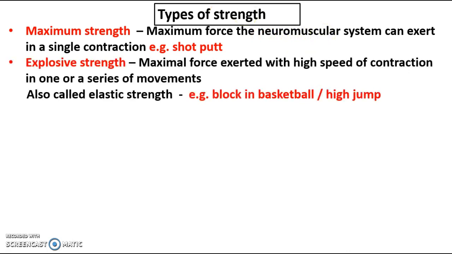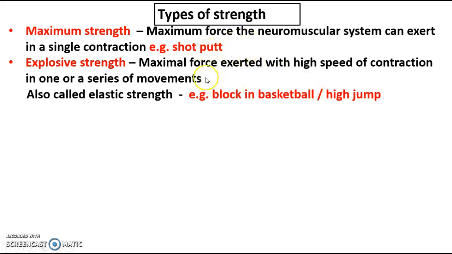Going on from there, strength type 2, explosive strength. Explosive strength again is a form of maximal force, but it's exerted with a high speed of contraction, in one or a series of movements. Another example is elastic strength. Elastic strength links to something called a stretch reflex, which looks at the ability of the muscles and tendons to stretch and reflect back up. For example, a basketball player jumping to block in basketball, or a high jumper pushing down into the floor with extreme speed and power so they can get over the bar. So there are 2 examples here.